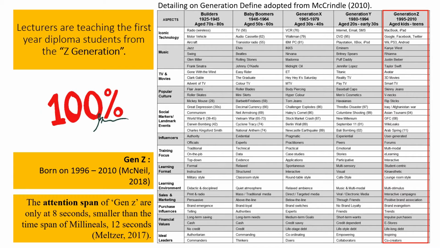Also, lecturers are teaching the first year diploma students from the Z generation. As we all know, Z generation is born from the year 1996 until the year 2010. And the most important fact that we have to understand is that the attention span of Gen Z is only 8 seconds, which is smaller than the attention span of millennial students.